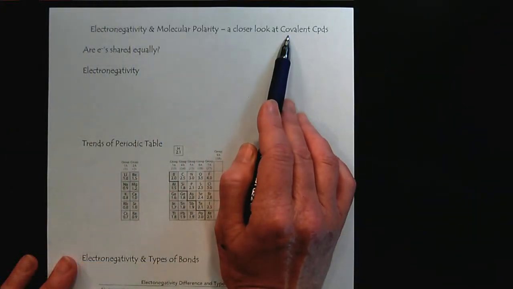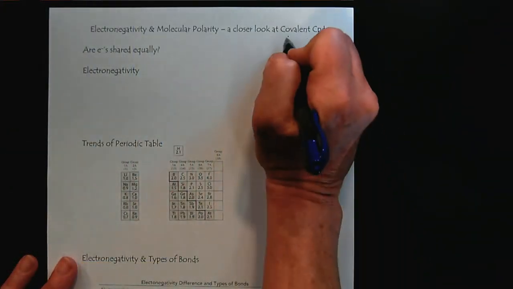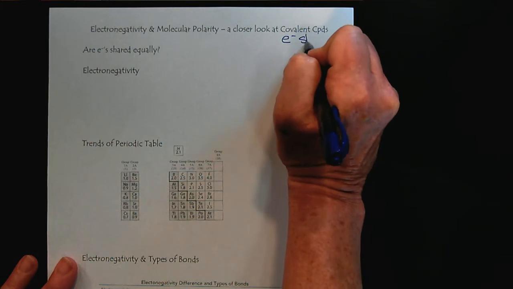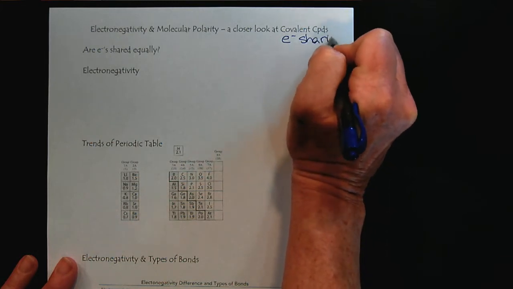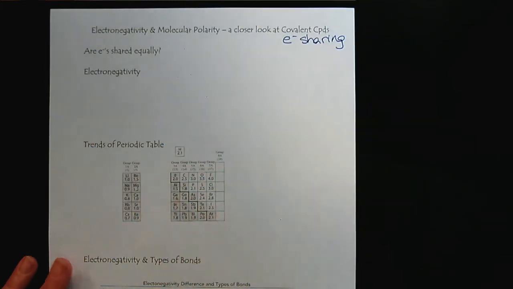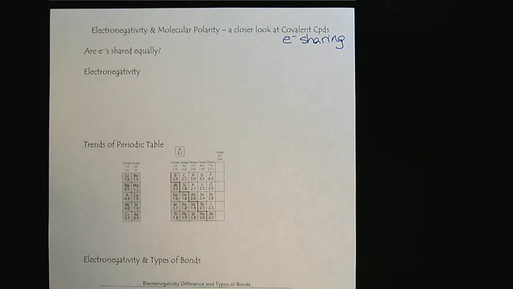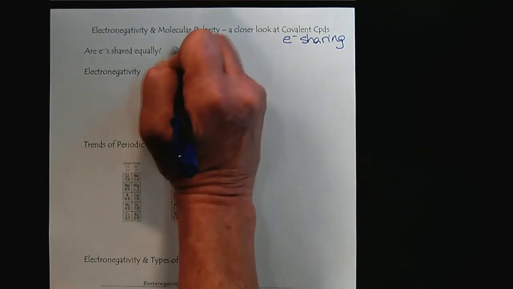So when we talk about covalent compounds, we talk about electron sharing. However, if we think about it, do we think that electrons are all going to be shared equally? No, right? But it depends on who is sharing.